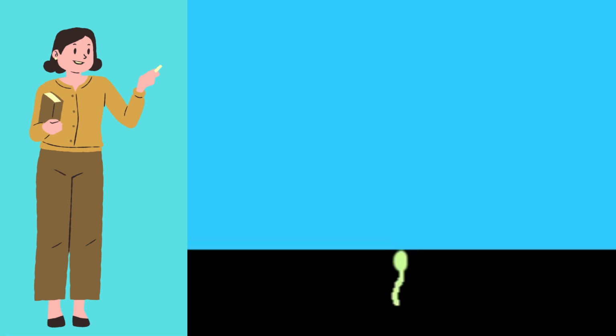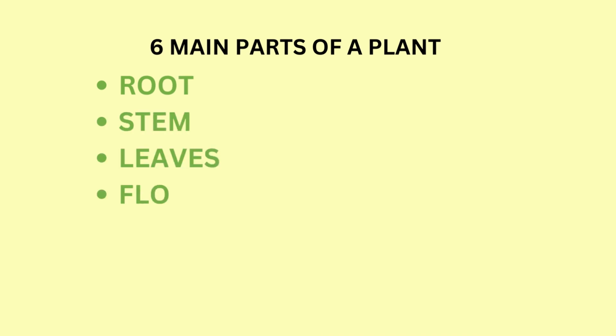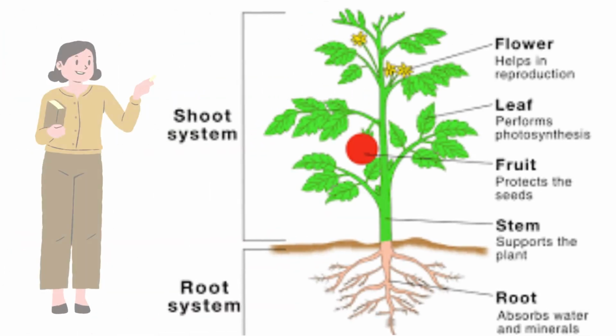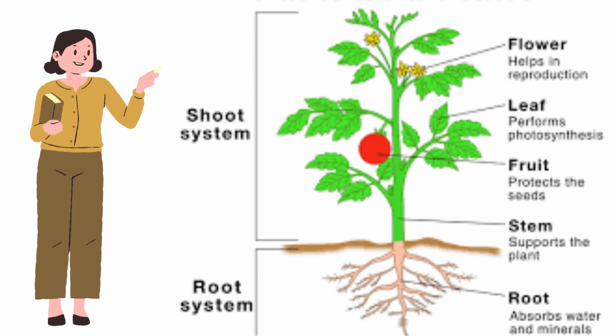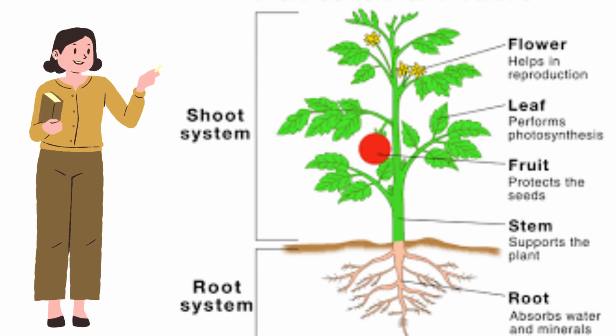Let me explain to you the main important parts of a plant. There are 7 main important parts of a plant: root, stem, leaves, flower, fruits, seeds. Plants are divided into 2 parts: the root system, which forms the lower part, and the shoot system, which forms the upper part. Roots have the function of absorbing water and minerals from the soil, whereas the primary functions of stems are supporting, transporting, storing, and reproducing. Leaves form a vital component of plants as food for plants is prepared in them. Leaves are capable of performing photosynthesis and transpiration.